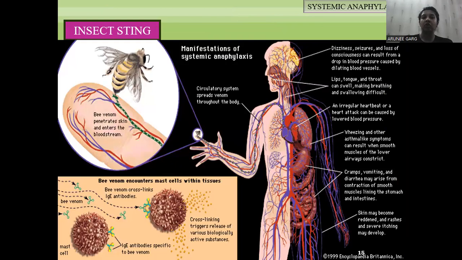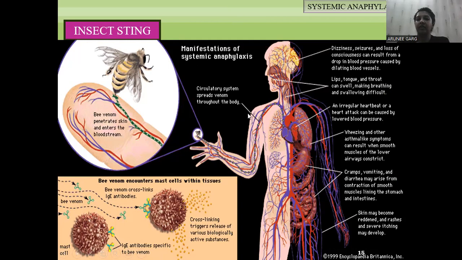Now, an insect sting or a bee sting is a type of systemic anaphylaxis. What happens is the bee venom penetrates the skin and enters the bloodstream, as you can see here. Now, the bee venom cross-links the IgE antibodies. The mast cell already has the receptors for the IgE antibodies. The antibodies for the bee venom are produced, and the bee venom cross-links these antibodies, and the mast cell releases its granules, which are the biologically active substances.